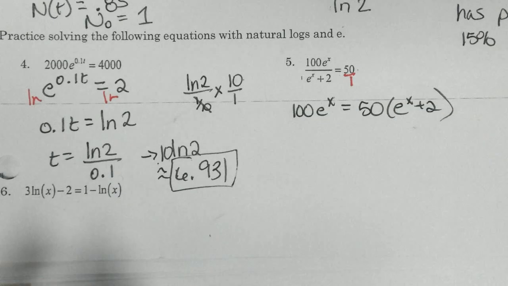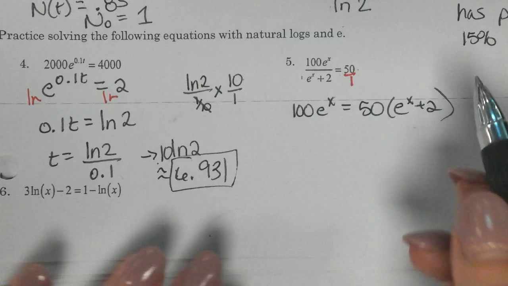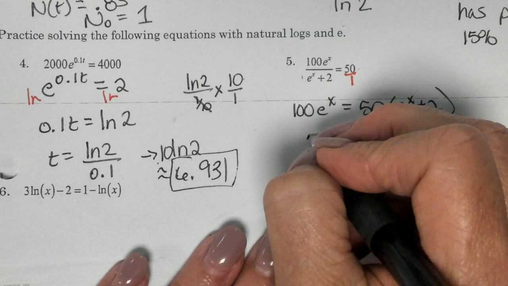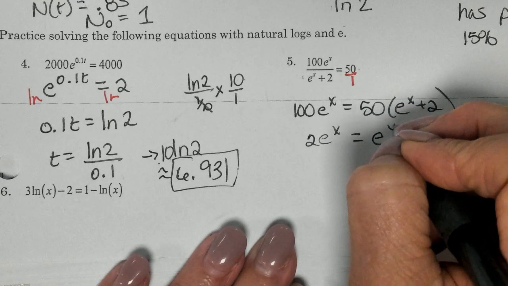Now, I didn't distribute that 50 because I want to get rid of that 50. What would be my next step that we could do? Divide both sides by 50, exactly. So divide both sides by 50. You've got 2e to the x equals e to the x plus 2.